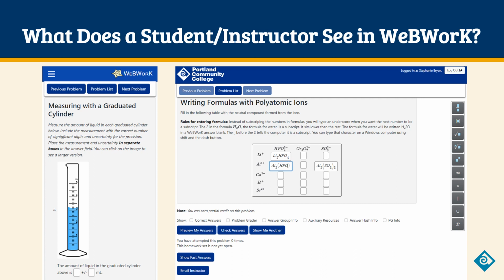They also get the standard check answers. So it shows them if their answer is correct, gives them a little feedback. There is a show me another problem. So if the answer can be randomized, it will randomly generate another problem. For the sake of their homework, they have to answer the first one, but it will randomly generate them another problem that they can use for practice.